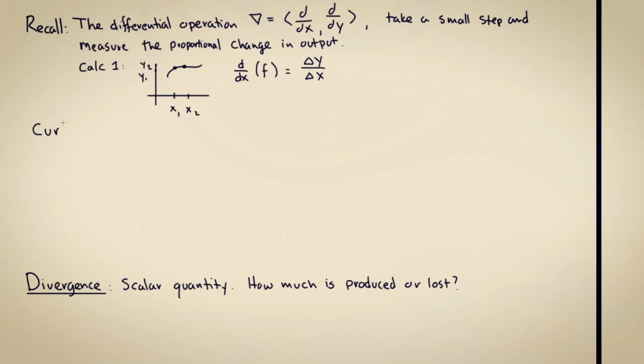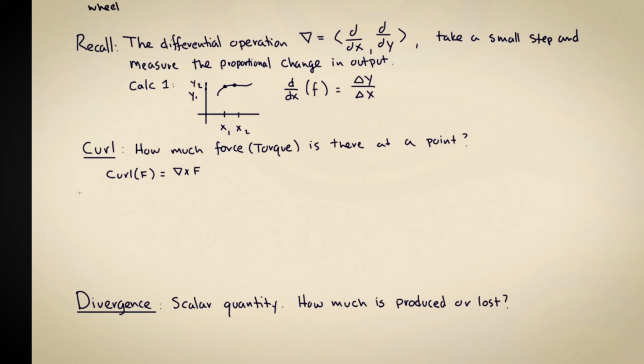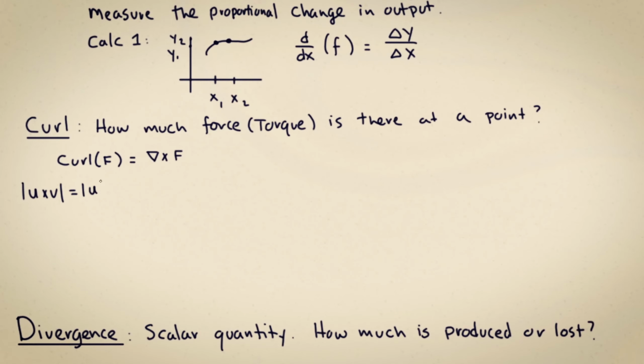So we're trying to figure out how much torque there is at a single point inside the region. This is rotational force, and I'm going to try to convince you that we can calculate the curl by doing del cross F. Recall that there's a relationship between the magnitude of the cross product of vectors and the sine of the angle between them. So cross products are large for perpendicular vectors, and cross products are 0 for parallel vectors.